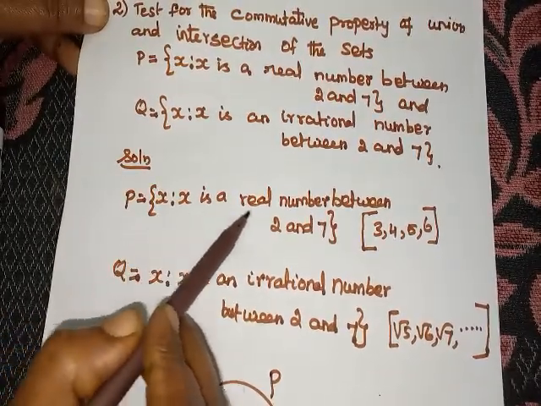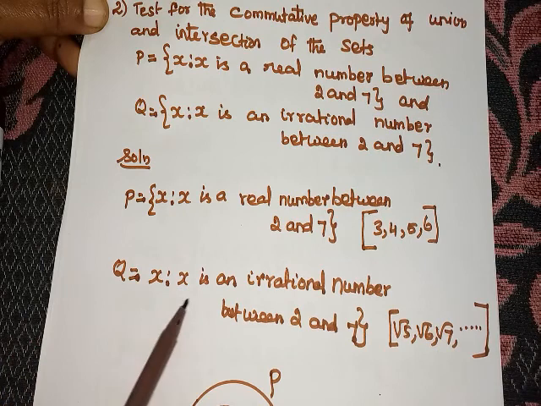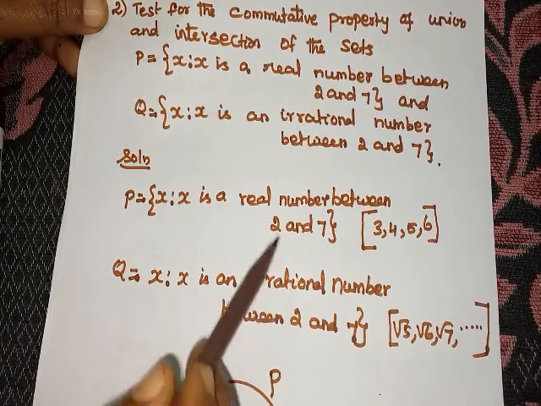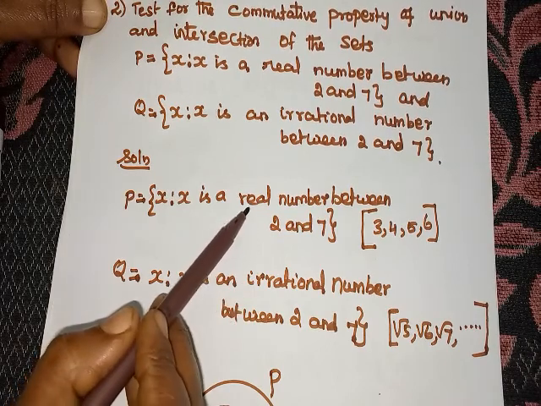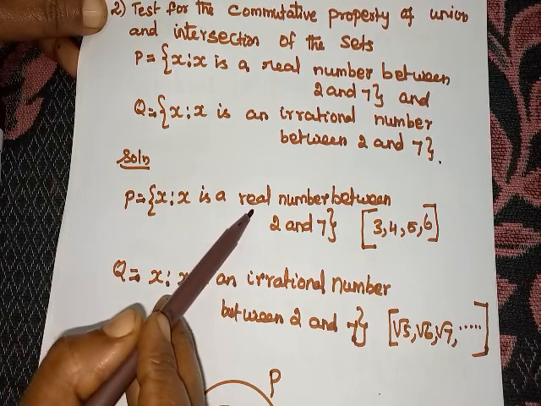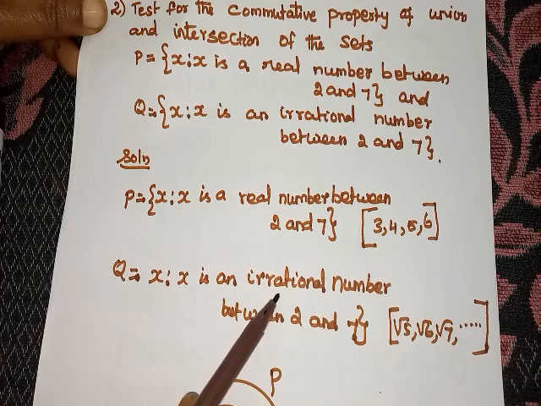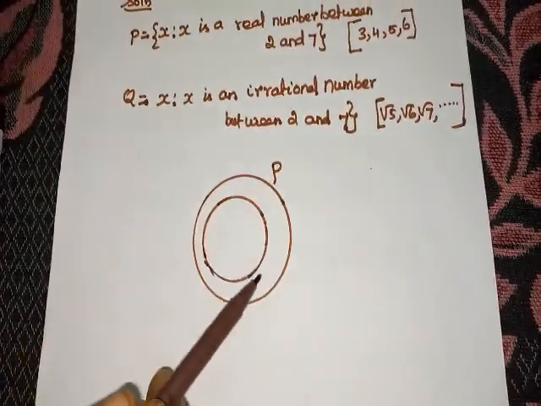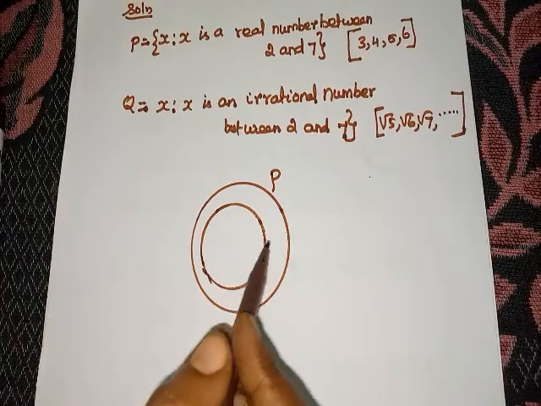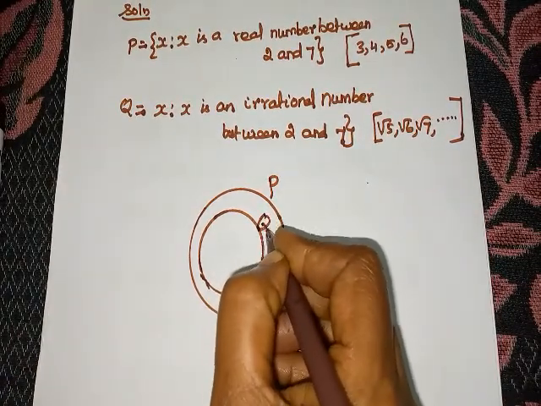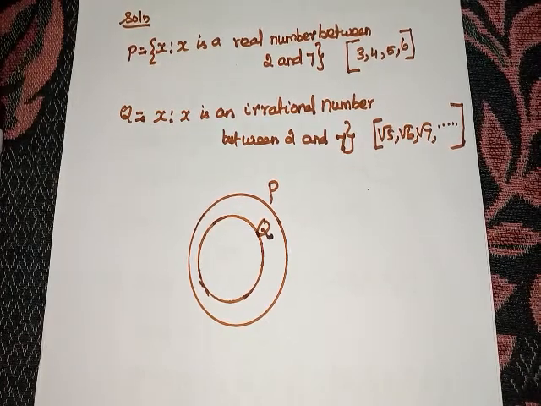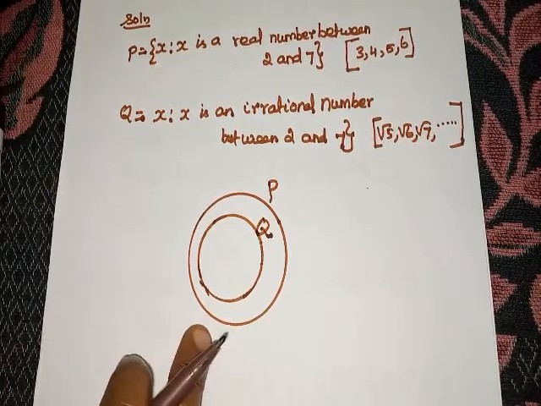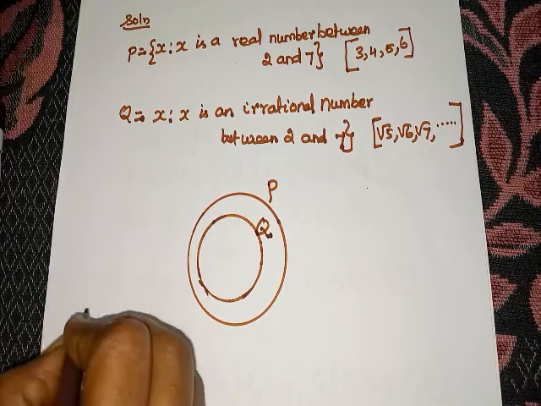What is the P set? Real numbers. What is the Q set? Irrational numbers. So among both, which is the greater set? P. Real number means rational and irrational together, here only irrational. Comparing both, the P set is the greater set. Now Q is inside P, and the Q set is only irrational numbers. So let us use the diagram now to get the answer.